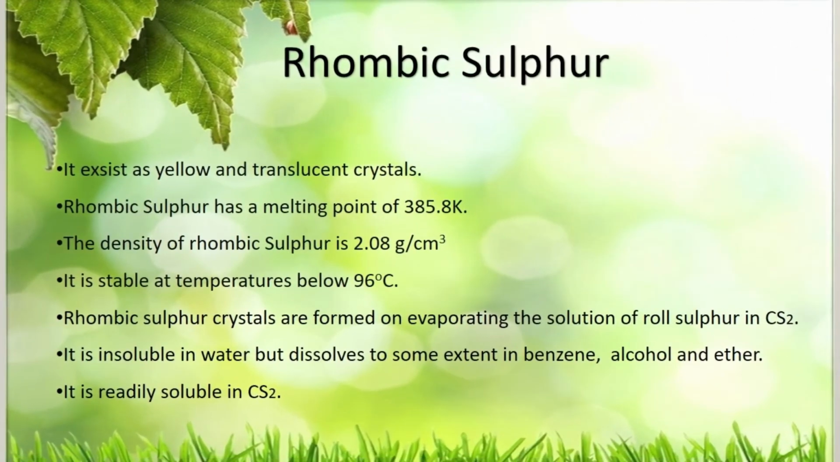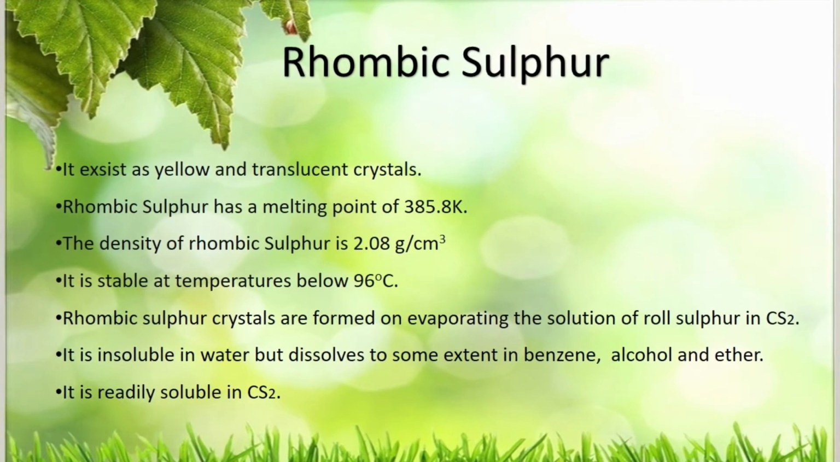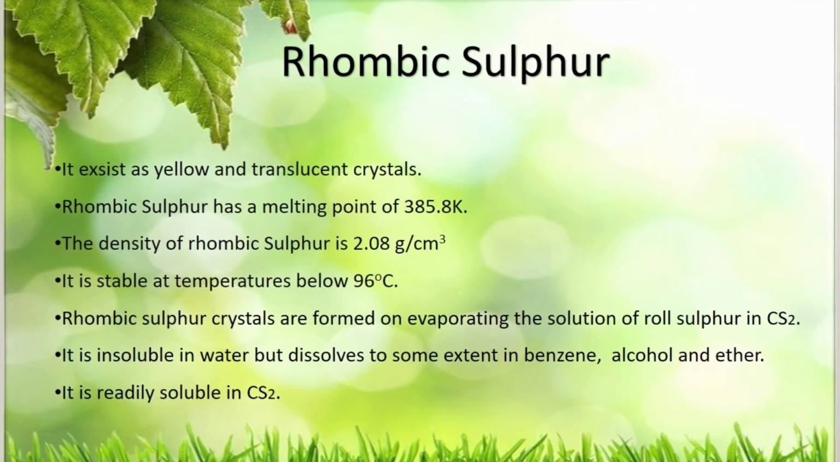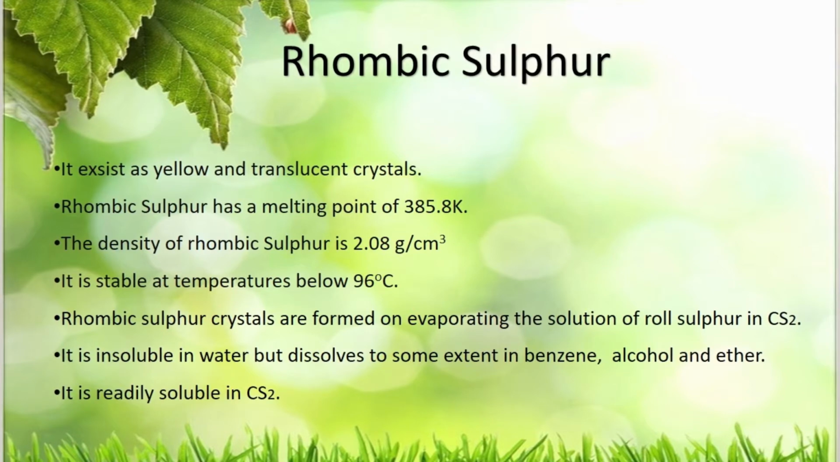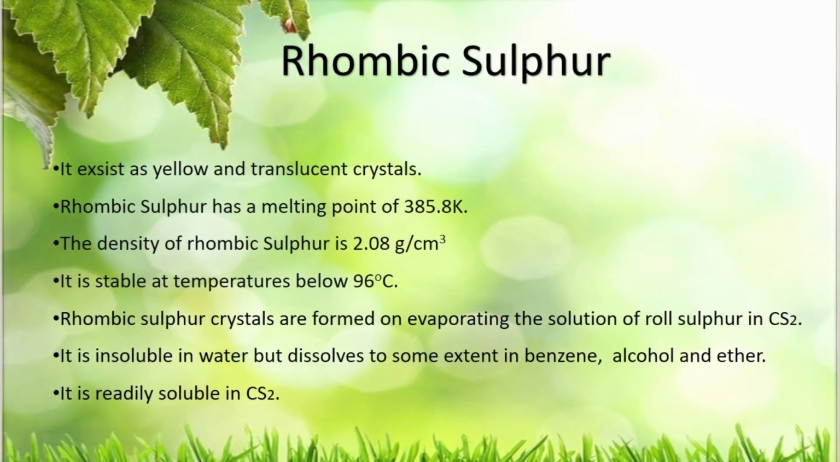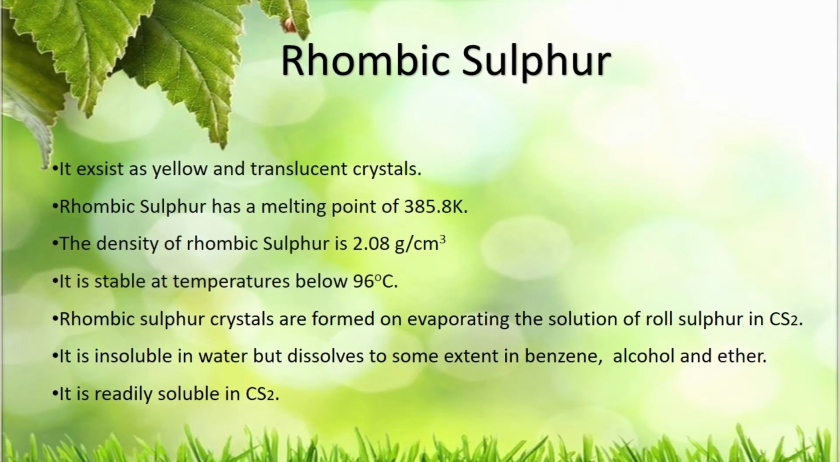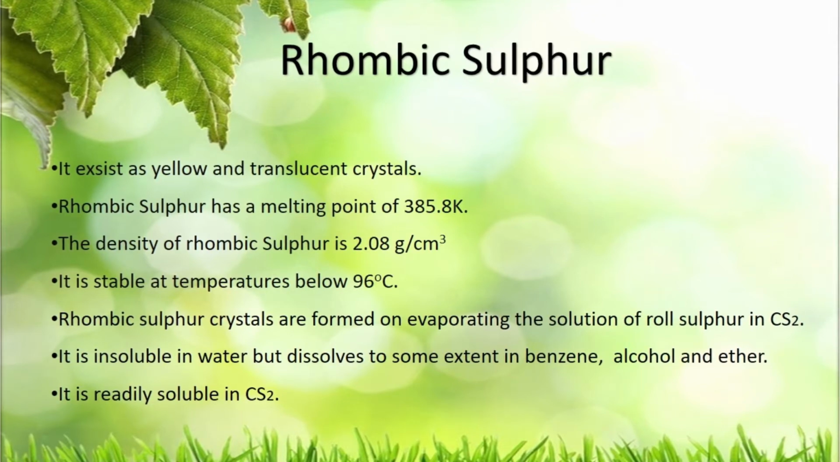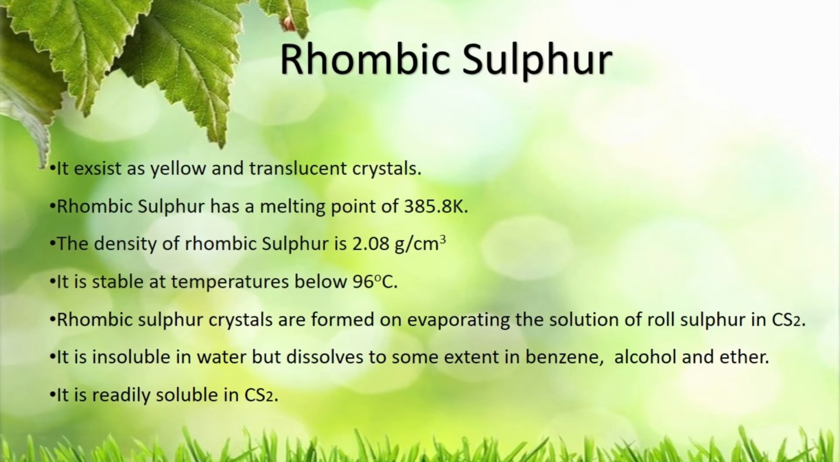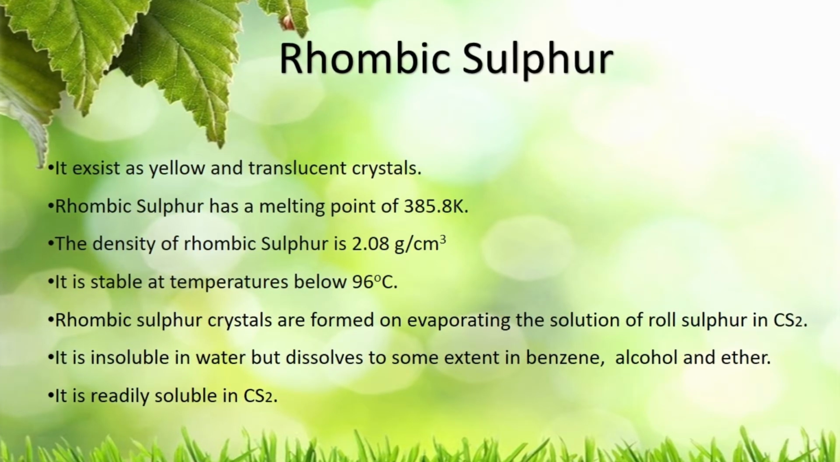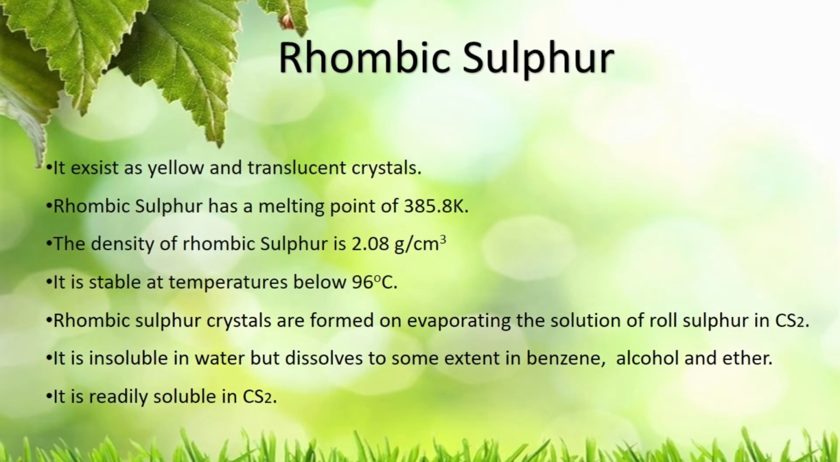Now let's learn about the preparation and properties of rhombic sulfur. Rhombic sulfur is prepared by dissolving powdered rolled sulfur in carbon disulfide at room temperature. Rolled sulfur is nothing but rods or sticks of sulfur made by casting molten sulfur.